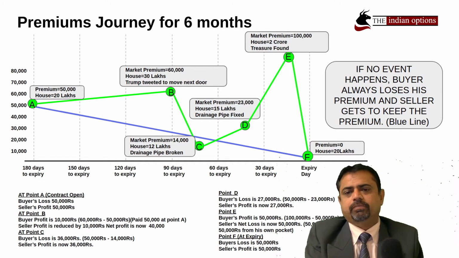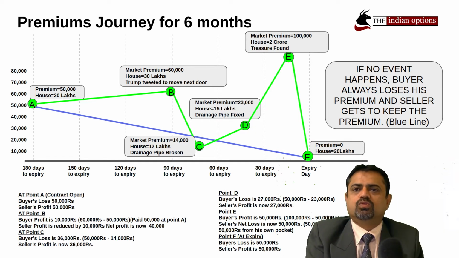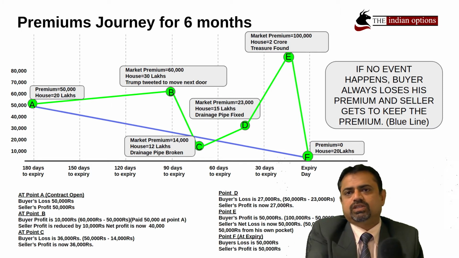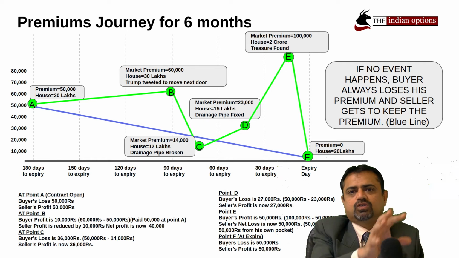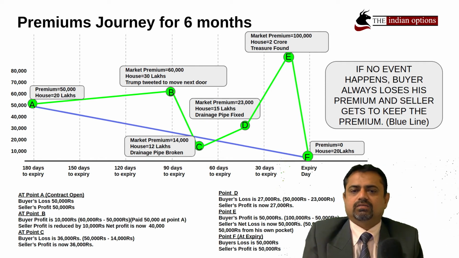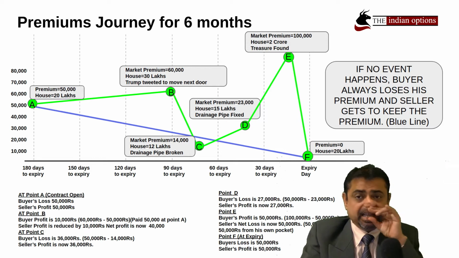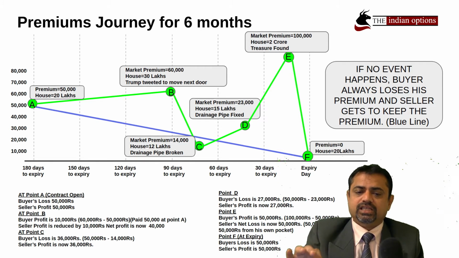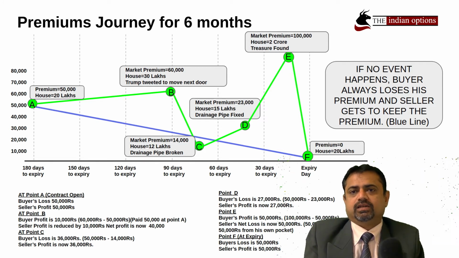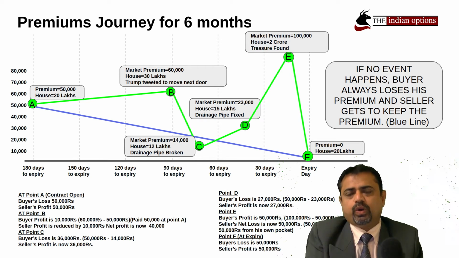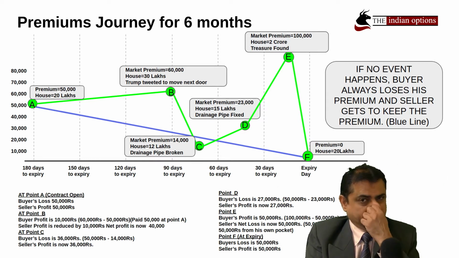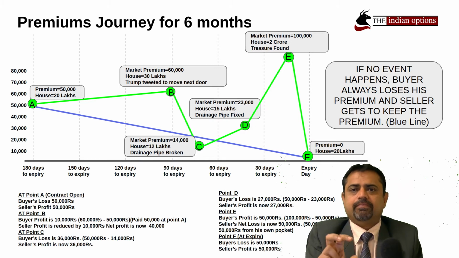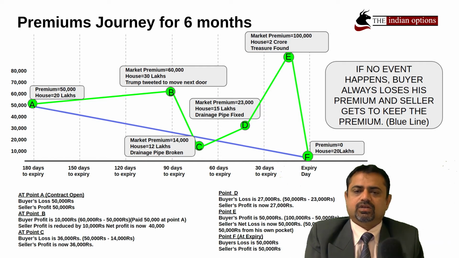Now imagine at point B, Trump tweeted that he wants to move next to his house. Next to this house there is a very good bungalow and Trump wants to move in there. So now, suddenly the house price has increased to 30 lakhs and the premium is now say 60,000, right? In this scenario, the buyer can quit this contract right now at point B and take that 10,000 rupees profit, right? He paid 50,000 but he is going to get 60,000. Now the seller's profit is reduced by 10,000, right? So now it is only 40,000.